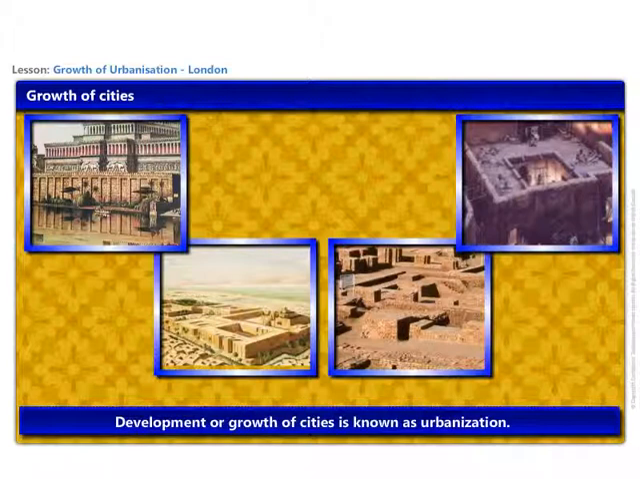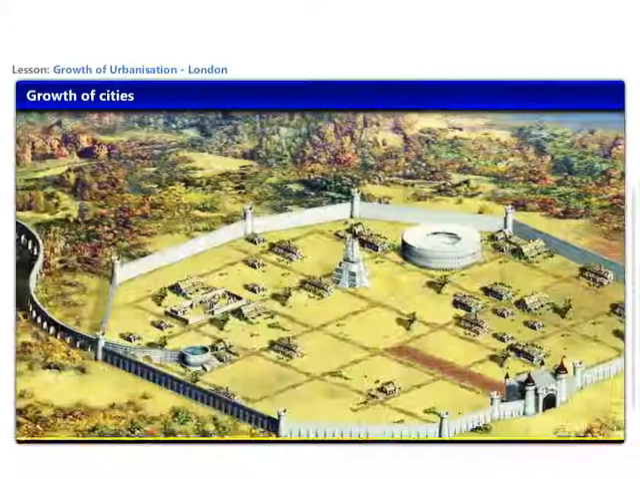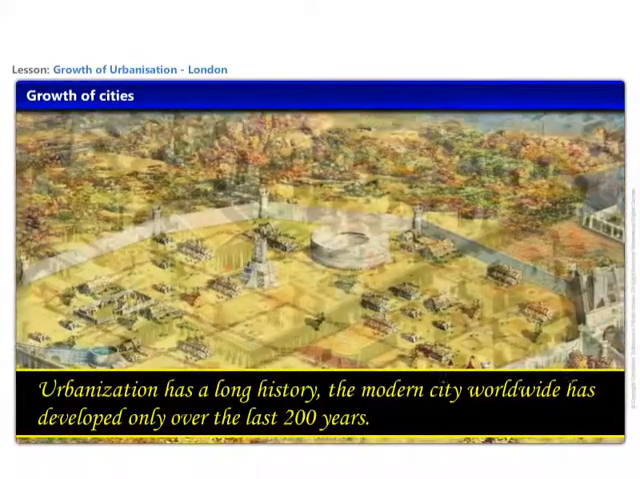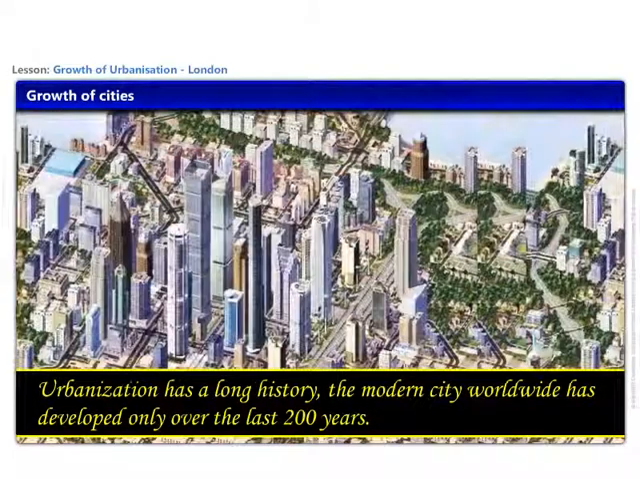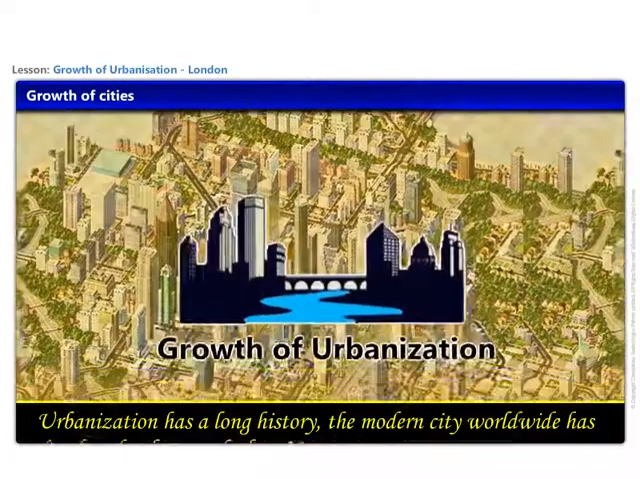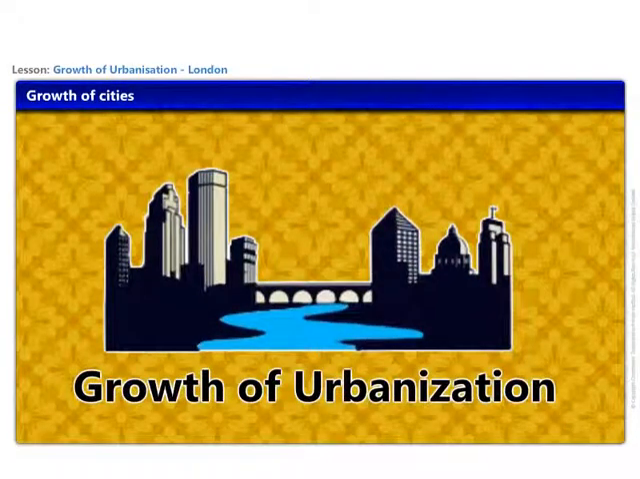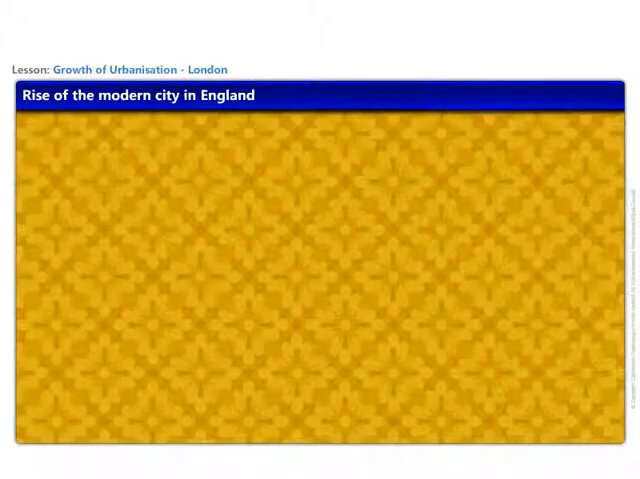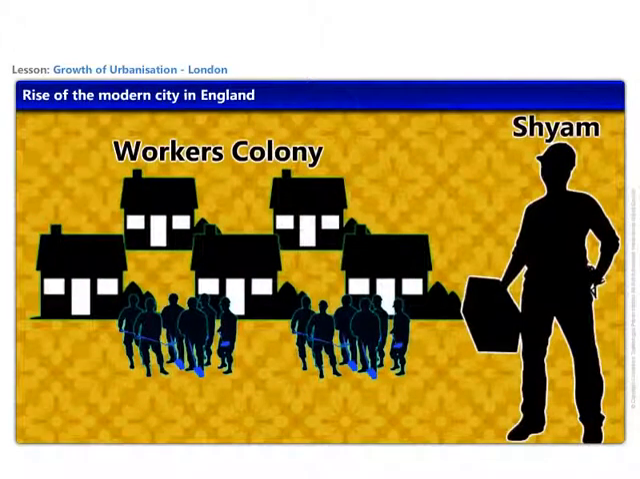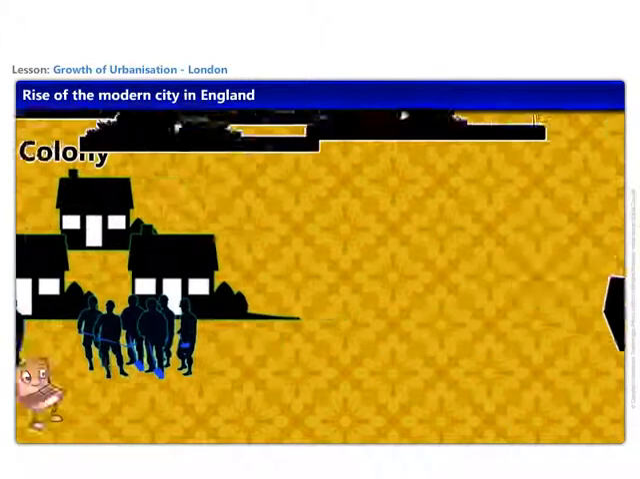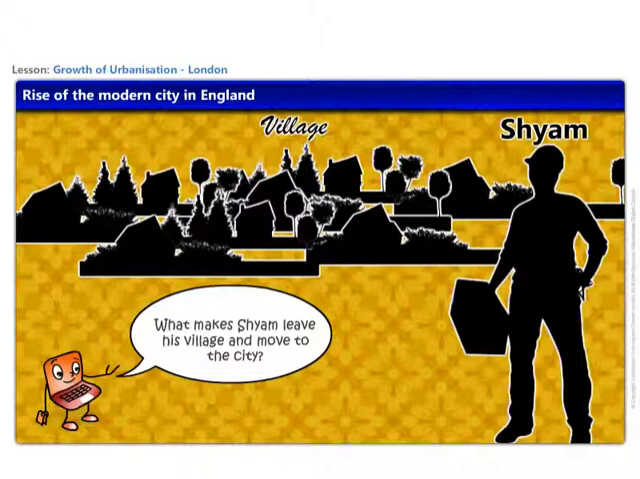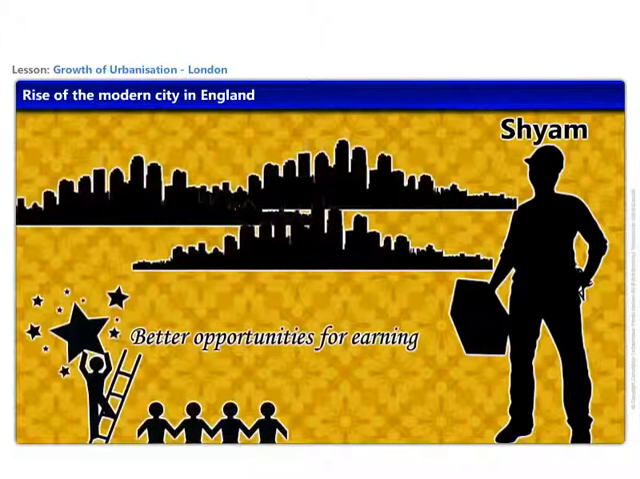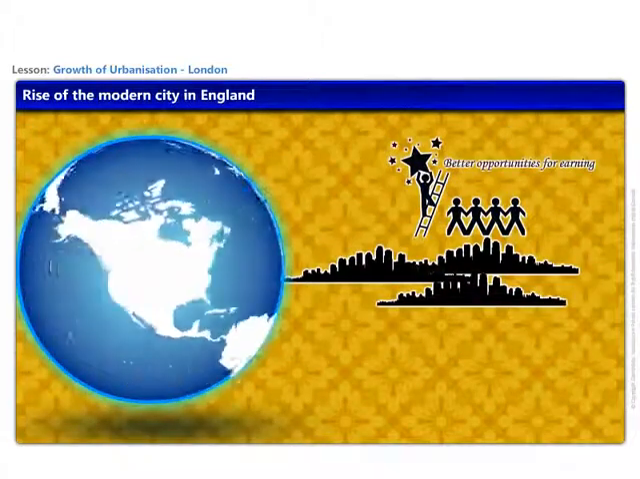Development or growth of cities is known as urbanization. Though urbanization has a long history, the modern city worldwide has developed only over the last 200 years. Let us look at the growth of urbanization with two examples: London in United Kingdom and Bombay, present Mumbai in India. Sham, who lives in the workers' colony in the city, was originally the inhabitant of a remote village away from the city. What makes Sham leave his village and move to the city? Better opportunities for earning made him move to the city. This is a common scenario all over the world.